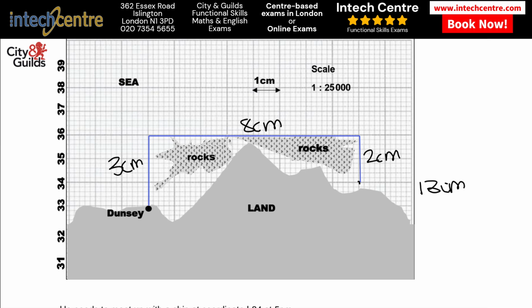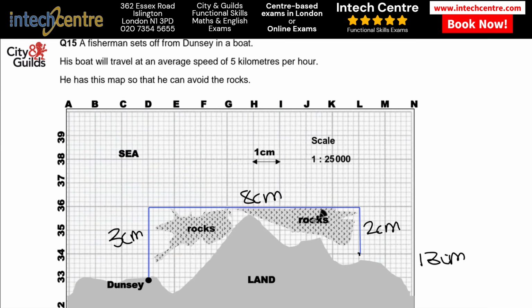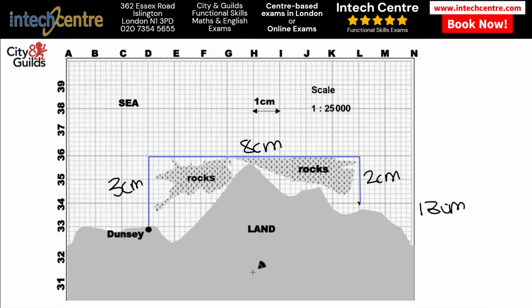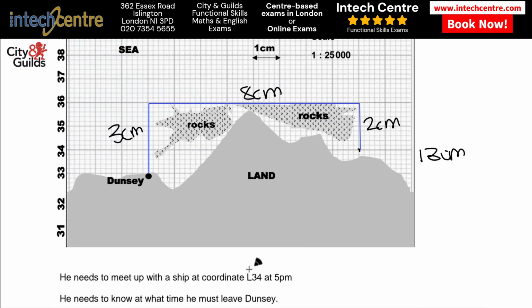Now, if you cross-reference this with the mark scheme, it says that you can do anywhere between 12 centimeters to 15 centimeters, because you may choose to go a little bit higher to avoid the rocks completely, or just the way you travel could be different. But for this example, I'm just going to use the calculation of 13 centimeters. But if you did get 12 or you did get up to 15, it is still correct. So anywhere between that range.